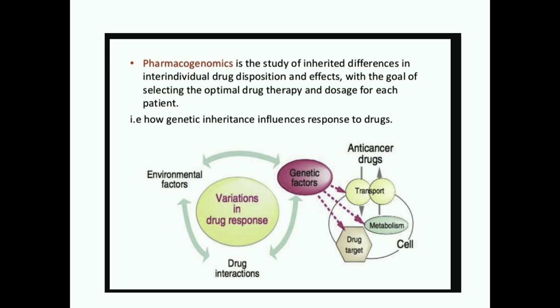Pharmacogenomics is the study of inherited differences between individuals in drug disposition and its effect. The same drug given to two different people will react in two different ways, and we are studying how this is happening.